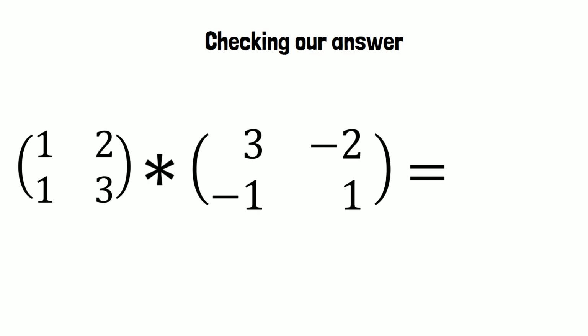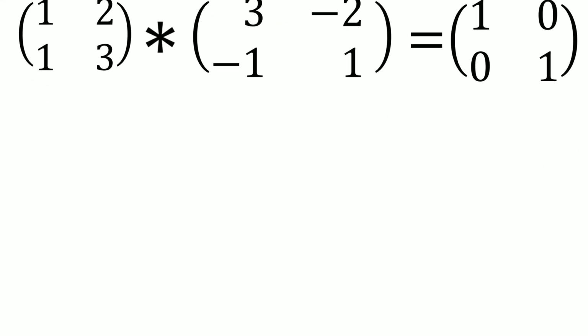When we multiply the second row of A with the first column of the inverse of A, we get 1 times 3 plus 3 times -1, which equals 0. And lastly, when we multiply the second row of A with the second column of the inverse of A, we get 1 times -2 plus 3 times 1, which equals 1. We have found the identity matrix, meaning that our solution for the inverse of matrix A is correct.